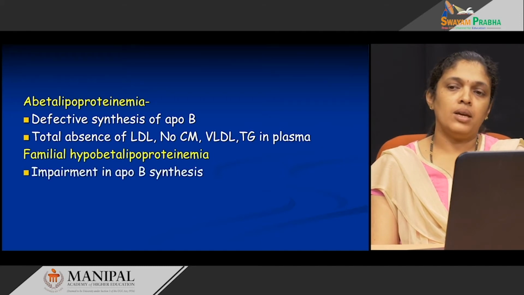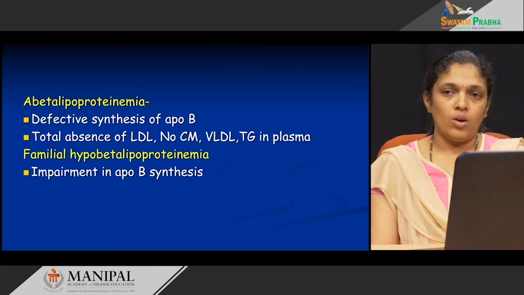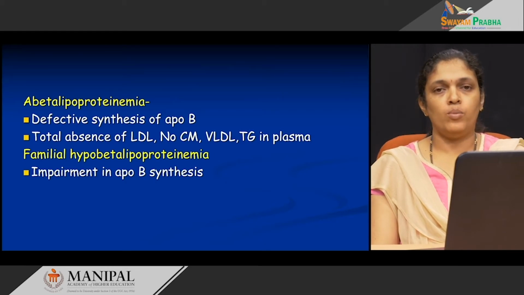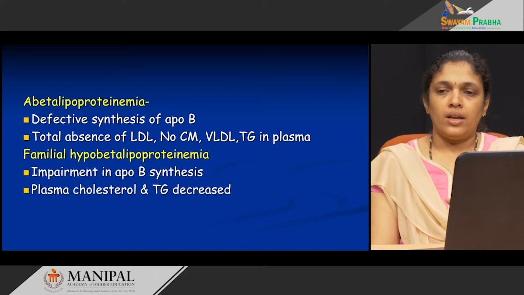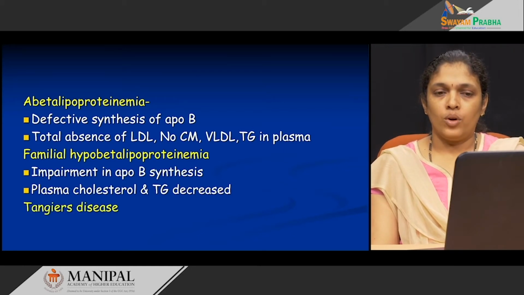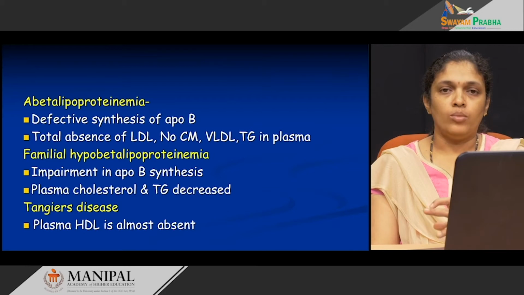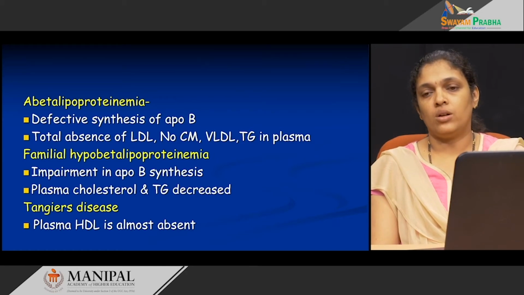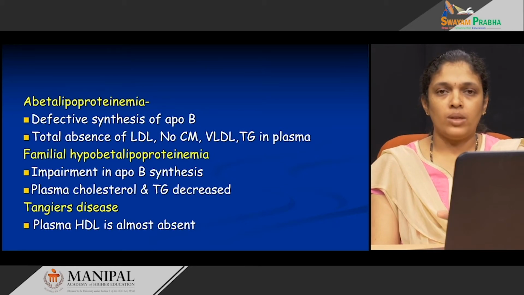Another disorder is familial hypobetalipoproteinemia. Here again the problem is impaired synthesis of ApoB. It is unlike abetalipoproteinemia where there is complete non-production of ApoB. Here there is some amount of ApoB which is produced, that is why it is called hypobetalipoproteinemia, where there is a defective synthesis of ApoB. Here again, the levels of plasma cholesterol and triacylglycerol will both be decreased. Moving on to the next one, you have Tangier's disease, wherein the plasma level of HDL is almost absent. Since HDL is supposed to be a good cholesterol, if you do not have any HDL cholesterol in the plasma, it means that these people are more prone to coronary artery disease. So, this is about the hypolipoproteinemias.